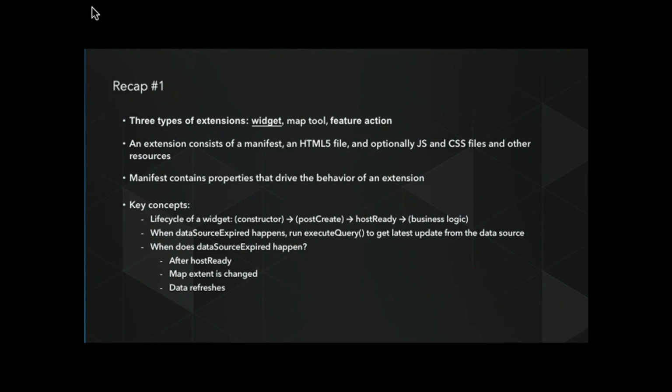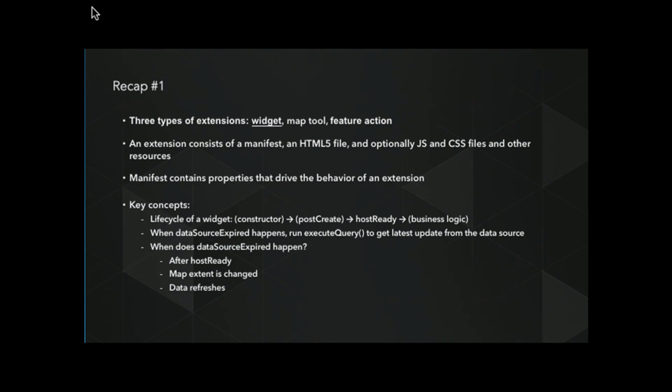So the manifest contains properties that drive the behavior of an extension. For example, the title, the name of the extension, whether it's a widget, map tool, feature action, whether it uses the data from your operation view or not. It's all driven, it's all described in that manifest file.